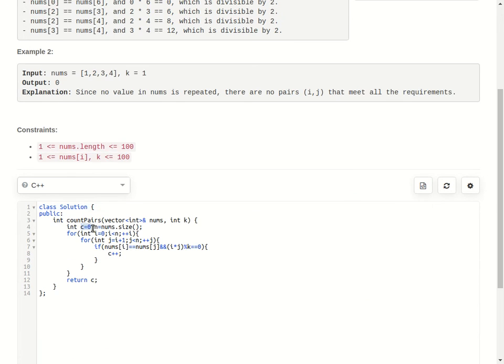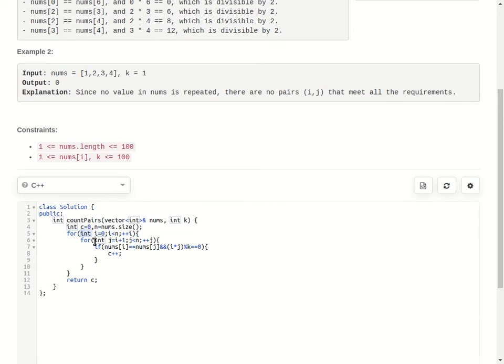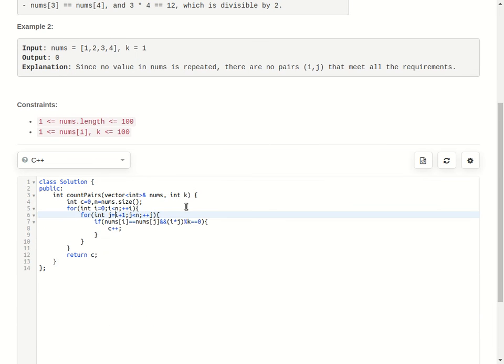So let's look at the solution which I wrote during the contest. Let c be the number of pairs that we want and n be the size of the nums vector, and then I iterate through the vector for int i equal to 0, i less than n and i plus plus, and then I try to find the next pair which is j. So once I iterated through i, now I'm iterating through the remaining elements, from i plus 1. This is because I don't want to include the same pairs (2, 3) and (3, 2) twice.